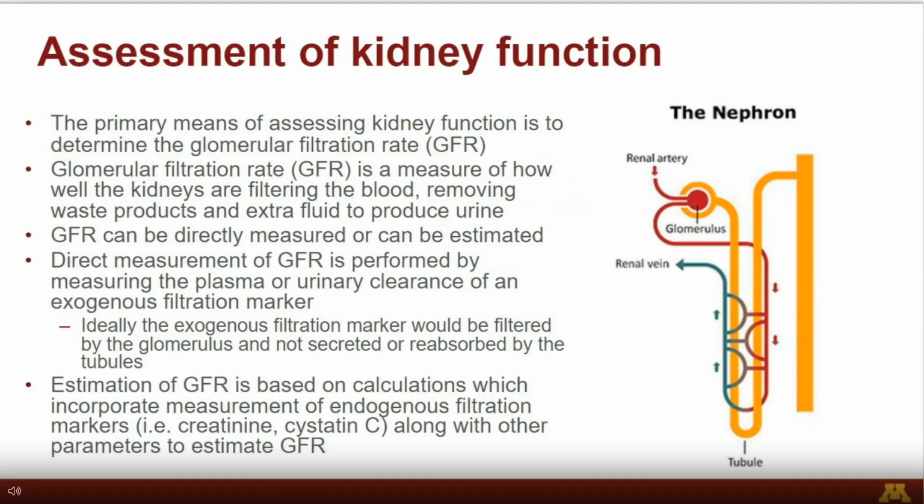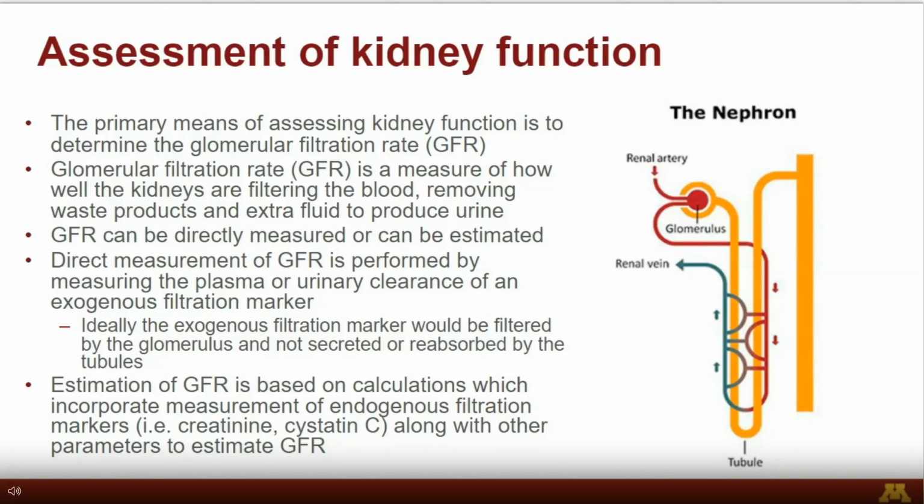The primary means to assess kidney function is to determine the glomerular filtration rate, or GFR. GFR is a measure of how well the kidneys are filtering the blood, which removes waste products and extra fluid to produce urine. Studies have demonstrated that the GFR correlates well with other functions of the kidney and therefore is the best means for assessing the overall health of the kidney.